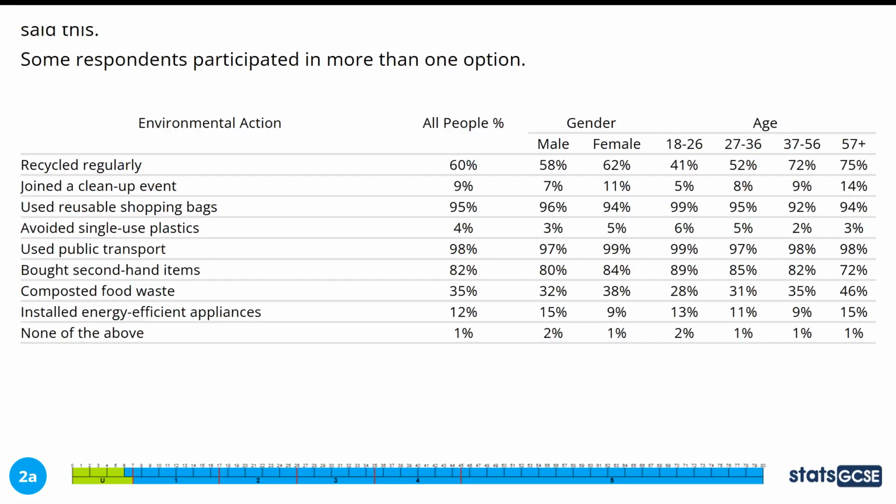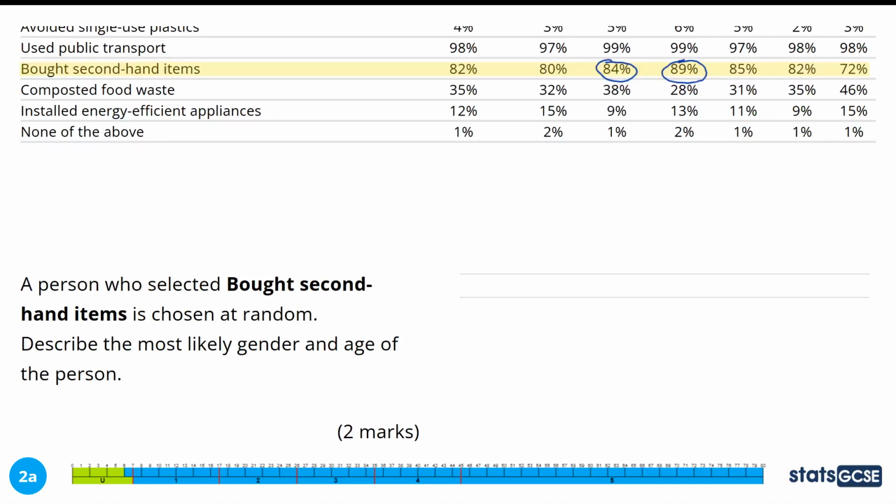For this question we need to look along the row that says bought second-hand items. Looking at the genders, 84% were female and only 80% were male, so it's more likely that the random person who was selected was going to be female. And looking at the ages, we've got 72, 82, 85 and 89% which were 18 to 26. So the person who was selected randomly was most likely to be female and 18 to 26.